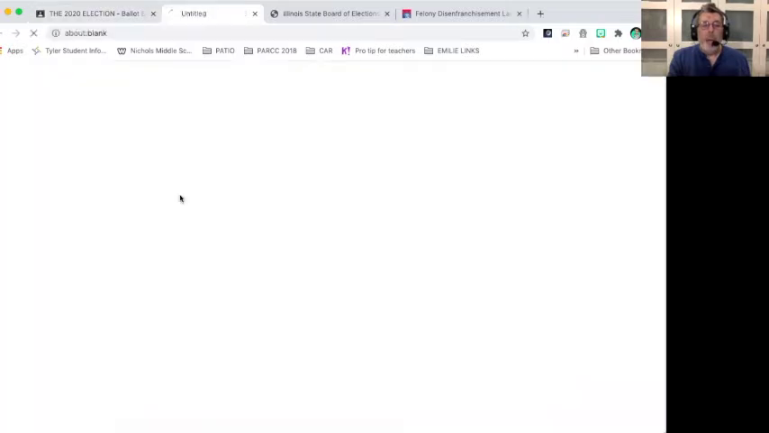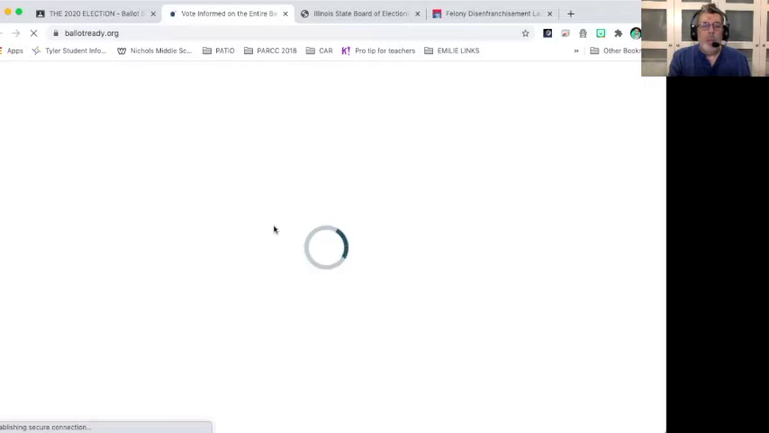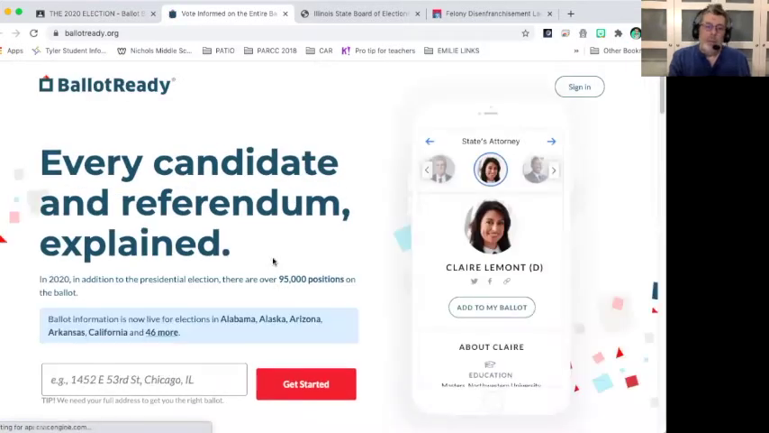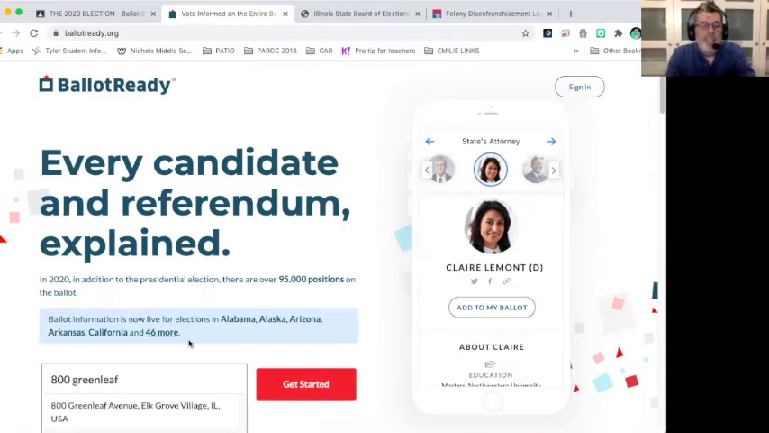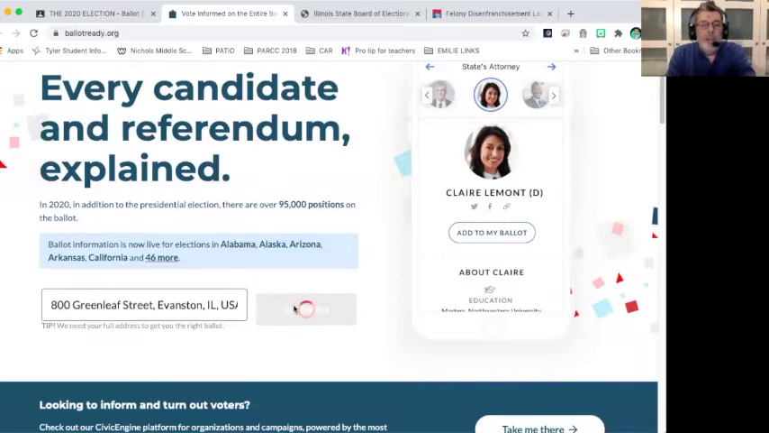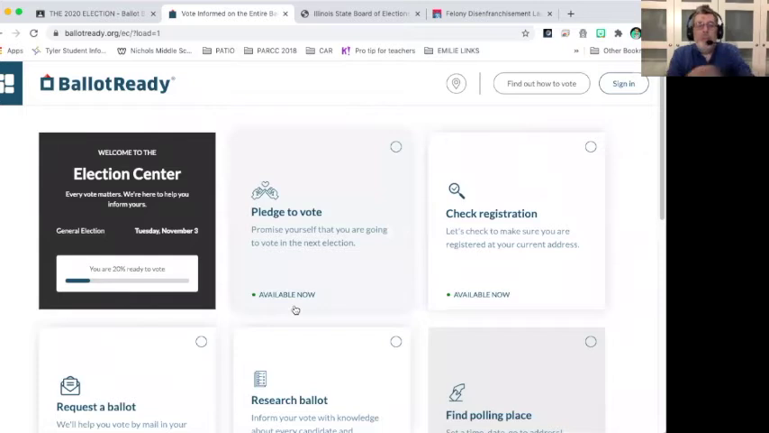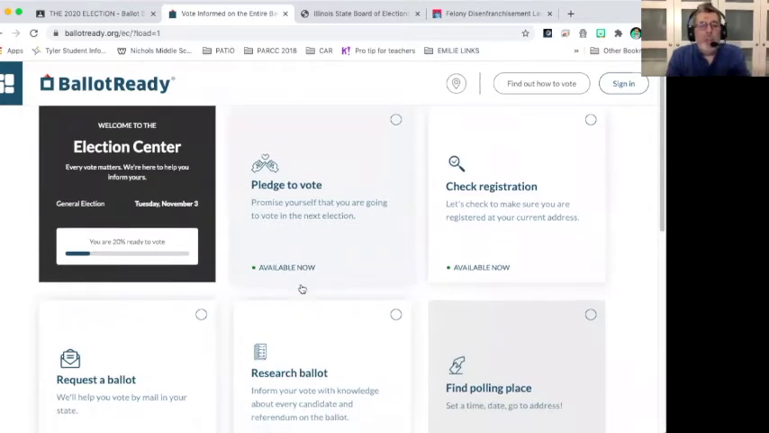So if we go to BallotReady, we've got to put in an address, and I'm going to put in Nichols Middle School because it's just easier. Here we are. All right, so Nichols Middle School, that's the address. I figure most people live around the school. This would make sense. And so here's what we're looking to do.